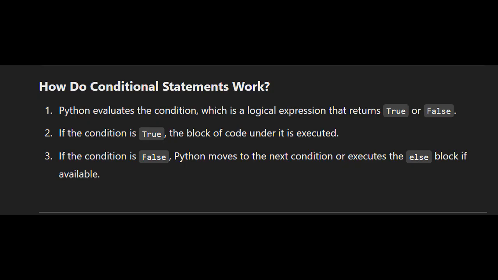How do conditional statements work? 1. Python evaluates the condition, which is a logical expression that returns true or false. 2. If the condition is true, the block of code under it is executed. 3. If the condition is false, Python moves to the next condition or executes the else block if available.